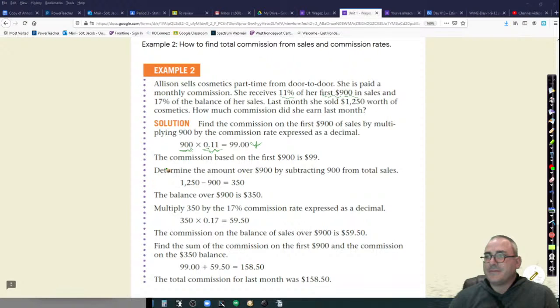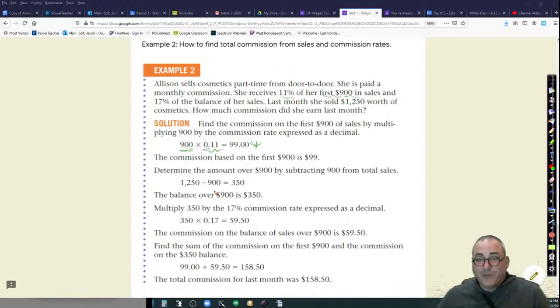So then we're going to determine the amount over 900 by subtracting 900 from total sales. So her total sales were 1,250. We're going to subtract 900 because she gets paid an extra special commission rate for anything over 900. We can't count the 900 with that, right? She already got paid for the first 900. Now we're trying to figure out what she's going to get paid, that little extra special bonus for over $900. So 1,250 minus 900 is 350. So the balance over 900 is 350. This is the amount of money she's going to get that special 17% with.